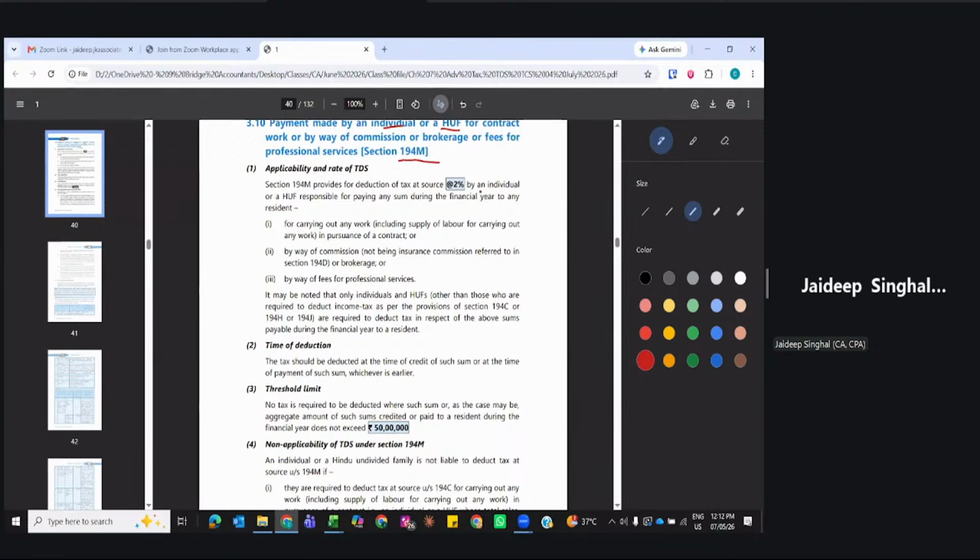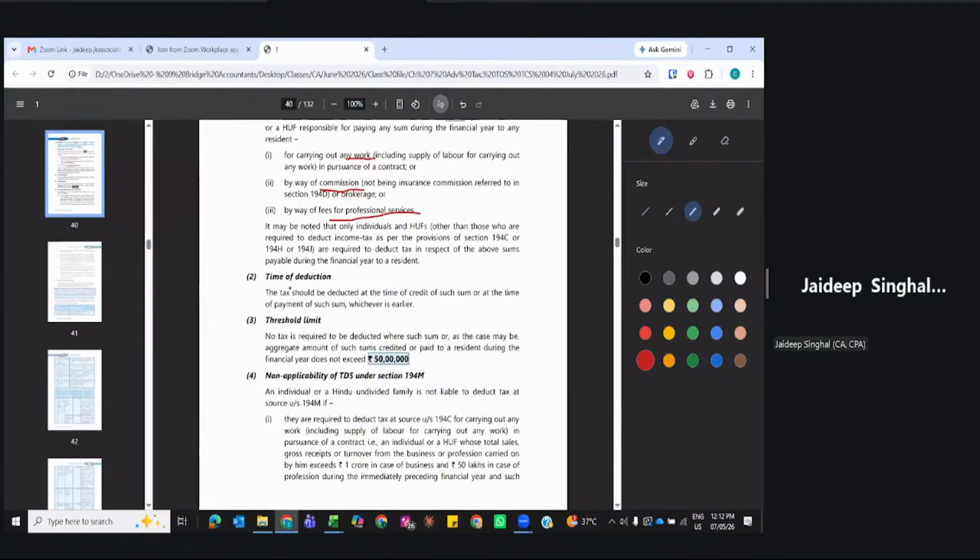194M provides for deduction of tax at source at the rate of 2% by an individual or HUF responsible for paying a sum during the financial year to a resident, for carrying out any work, including supply of labor, in pursuance of a contract. Any work, commission 194H, and professional service 194J, if they are not applicable, then at the time of credit or payment earlier, the limit is 50 lakhs.